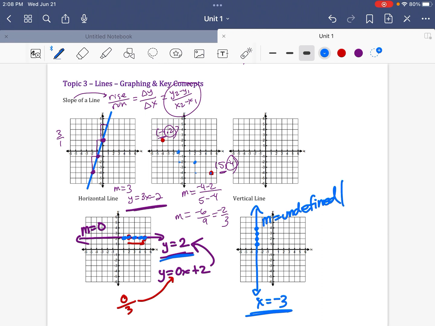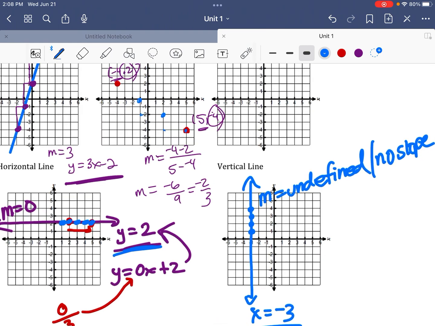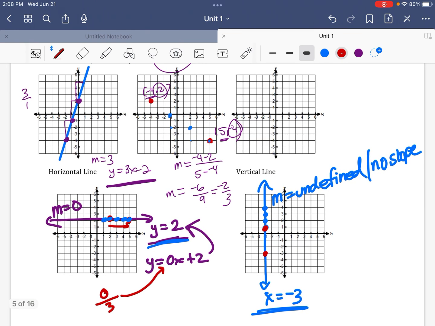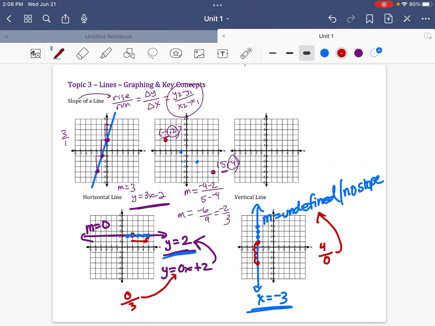Or sometimes people say "no slope." But no slope is different than a slope of 0. Because if I was to do my rise over my run here, let's say I pick some points on here. So let's pick this one and this one. So if I do my rise over my run, I have to go up 1, 2, 3, 4. I rise 4 and I run nothing. So 4 divided by 0, well, you can't do that. That's why it's undefined.